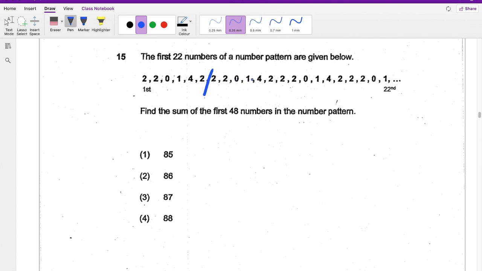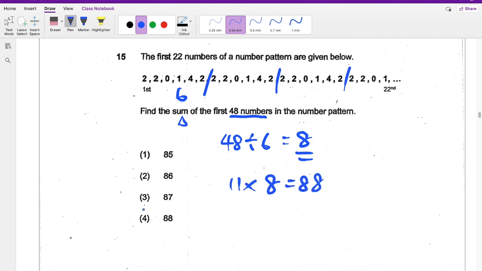220142, 220142. So we see that for this pattern there are 6 numbers. For the 48th number, we find the sum. We divide 48 by 6, so we have 8 patterns in total. Then for each pattern, we sum them up: 4 plus 5 plus 2 is 11. So 11 times 8 patterns is 88.